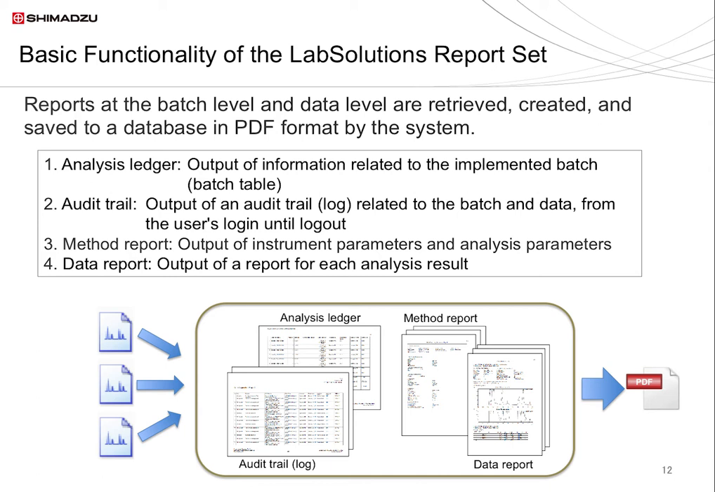The second is an audit trail for the batch data, which is output automatically and collected in a single PDF file. The third type of information is a report of the methods used in the analysis register, such as instrument parameters and analytical parameters, which are output automatically and collected in a single PDF file. The fourth type of information is a report of analysis results related to all data included in the analysis register. All of this information is collected in a single place, with LabSolutions being designed to gather the information as a single PDF file and add the PDF file to a database.